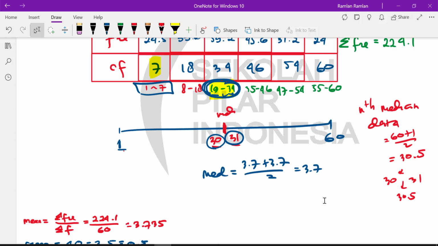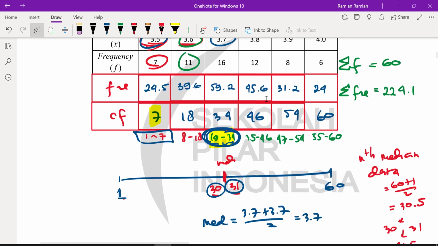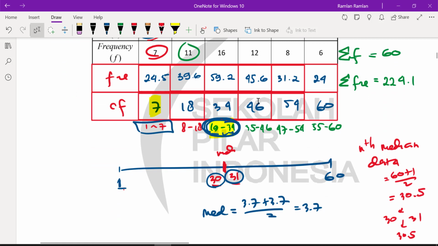Okay, that's it. Now to find the lower quartile and the upper quartile, you're also going to use the same exact method. But remember that when finding the lower quartile, you only need to focus on the left side of the data. So for the lower quartile, you're going to focus only on these data over here, right? Data number 1 until data number 30.